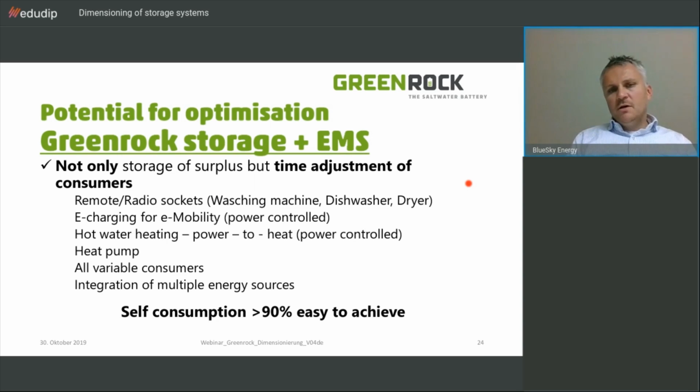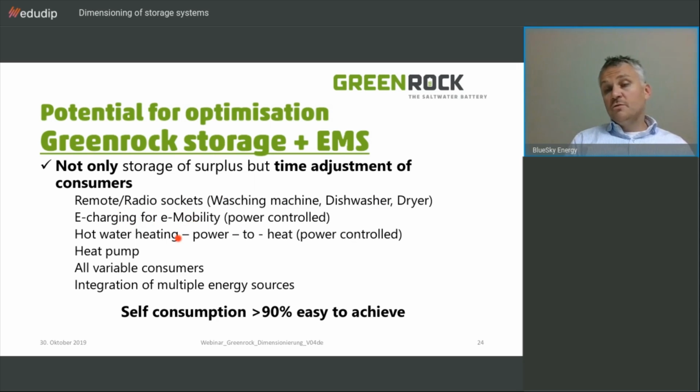So how does the whole thing work? I mentioned already from the EMS part, we've got the remote or radio sockets. We can also say smart plugs for that, for washing machines and dishwashers. I just outlined that example already. We can integrate the e-charging for mobility, which is power controlled.